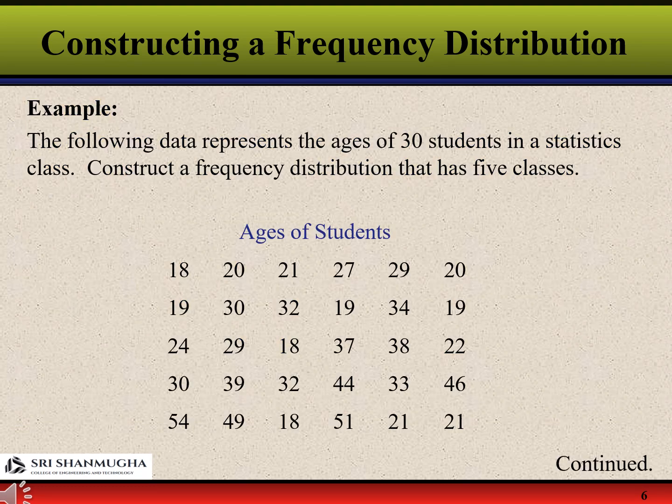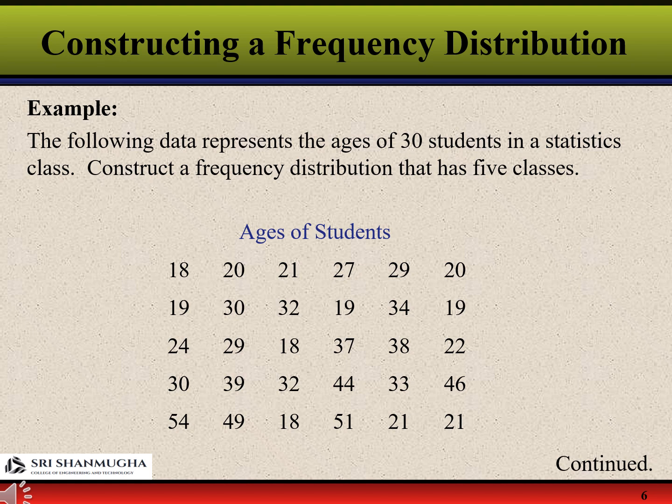Let's look at an example. Suppose we have the ages of 30 students in a statistics class. The minimum age is 18 and the maximum is 54. So the range is the difference between the maximum entry and the minimum entry: 54 minus 18, which gives us 36. We decided to have 5 classes. So the class width will be the range divided by the number of classes: 36 divided by 5 equals 7.2, which we round up to 8.